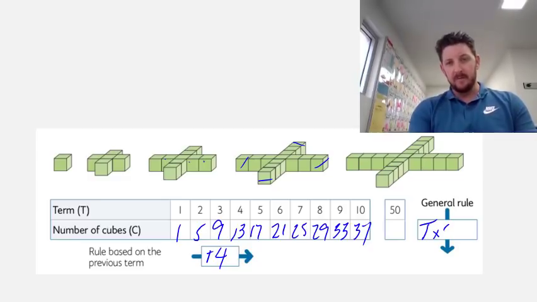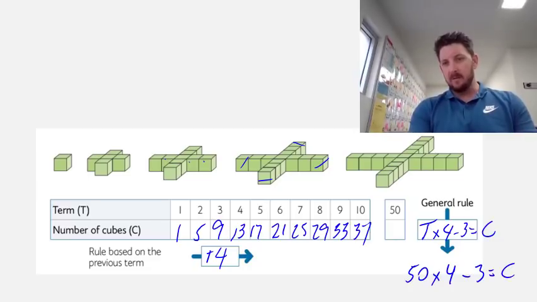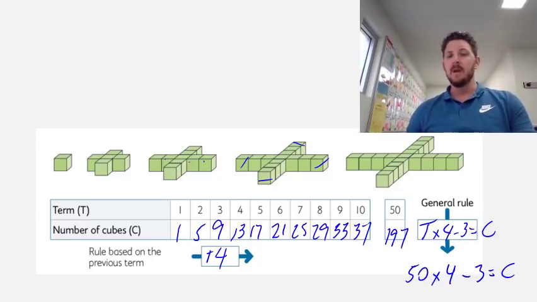So term times 4, take away 3 equals our amount of cubes. So if we go to our last one, 50 times 4, take away 3 equals the cubes. So we know 50 times 4 is 200, take away 3 is 197.